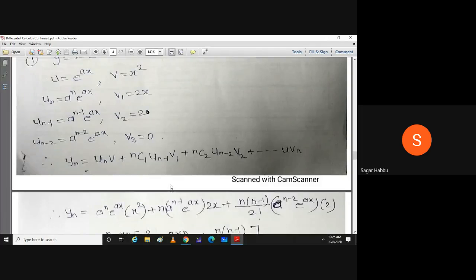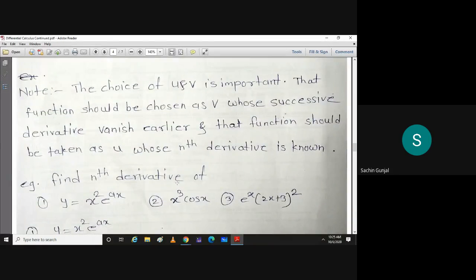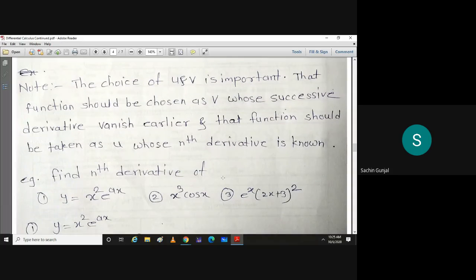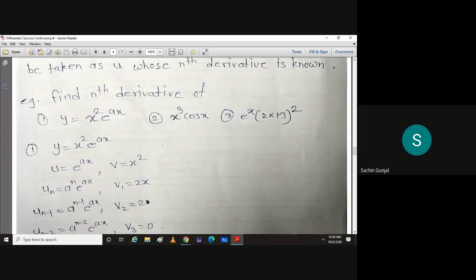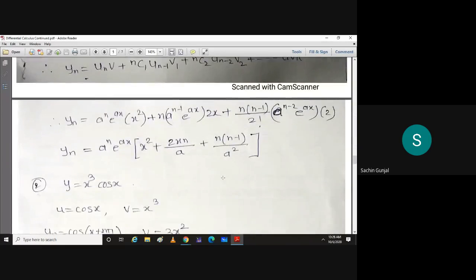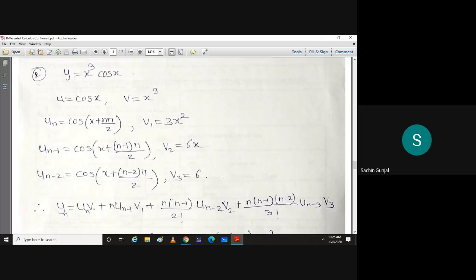Can you show the next question? It was x cube into cos x. Find nth derivative of x cube into cos x. Of course, there is no mention of using Leibniz theorem, but one should understand that it is a product of two functions, so you have to use the Leibniz theorem. Okay, and here is the solution. So let us quickly go through it and we'll stop there.